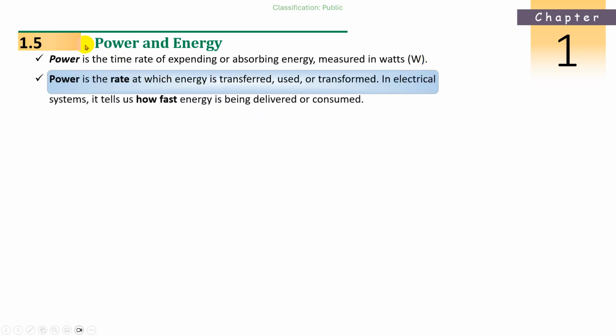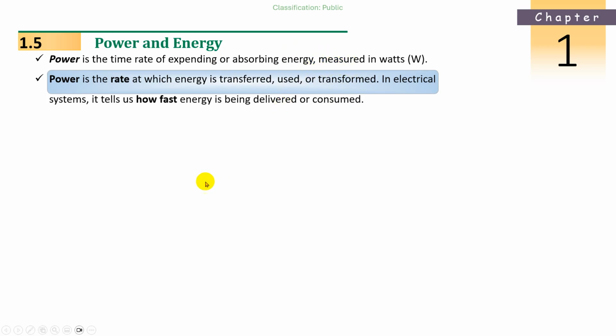So let's have another example. Power is the rate at which energy is transferred. The first point: rate means with respect to time, at how much rate energy is transferred, meaning given, it's gone, or used, meaning how much of it is used.